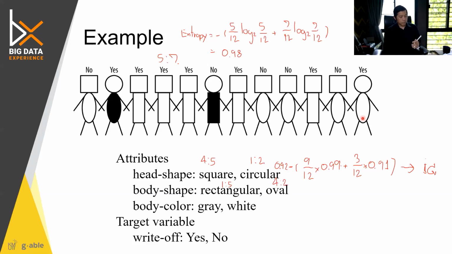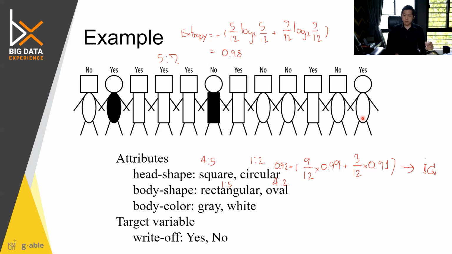You can obviously see that using body shape gives you better separation between yes and no, right? For rectangular, you have 1 no, 5 yes. For oval, you have 4 no, 2 yes. So obviously, IG for body shape would be higher than for head shape if you calculate this, okay? You can practice by yourself, make the calculation later on to see if it's true.